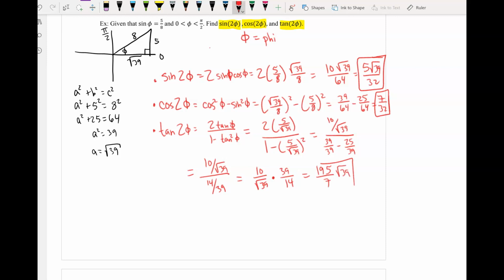Okay, so not a pretty number. So check my math, make sure that everything I'm doing this right. Okay. But this is basically it. So you're basically just plugging and chugging, making sure that you use geometry to figure out the rest of the triangle, right? And then after that, just plugging it in.